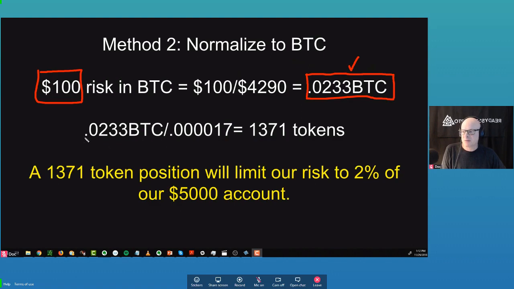Now, if we divide this 0.0233 BTC, this is my risk, by the price per coin, 0.000012347, it is 1371 tokens. I get the same answer. Yay. So again, a 1371 token position will limit our risk to 2% of our $5,000 account. So you can do this either way that makes sense to you. I would encourage you guys to work this back and forth so that you can come up with the same numbers, or do some other examples of your own to make sure that you get this.